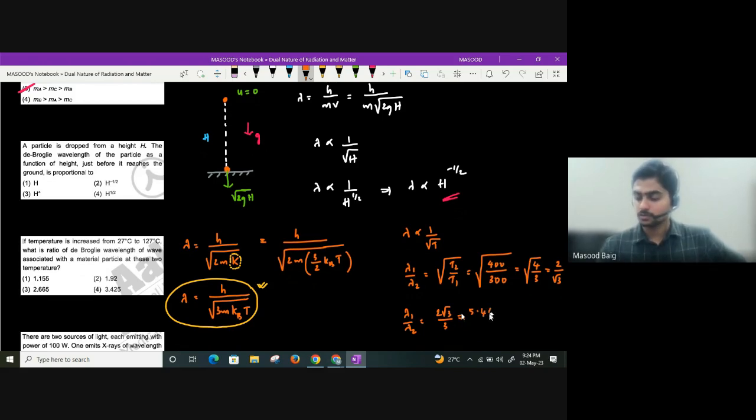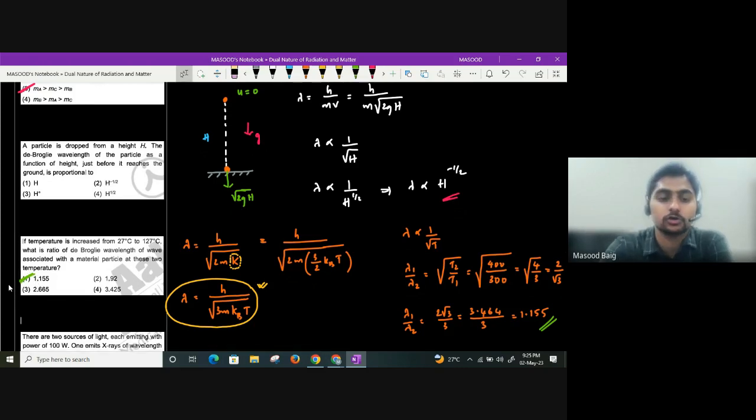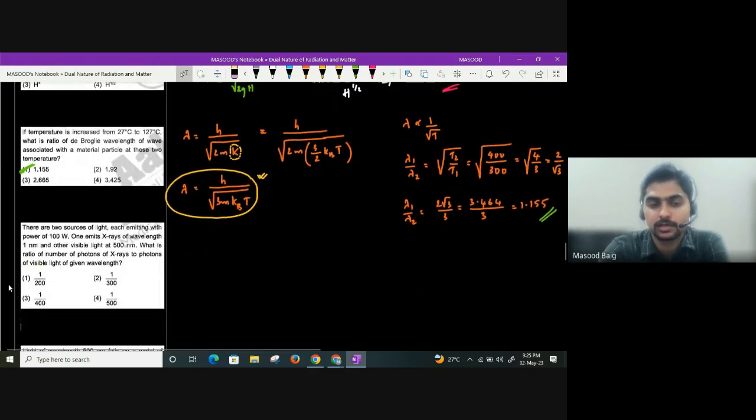Root 3 is 1.732, so 2 root 3 is 3.464, divided by 3. How much will I get? Why is there no option? Did I do any mistake? 400 by 300, 2 by root 3, 2 root 3 by 3. 1.732, so 3.464 divided by 3, and I'll get it as 1.155 approximately. Okay. The de Broglie wavelength will be inversely proportional to square root of absolute temperature. You should take temperature in Kelvin.